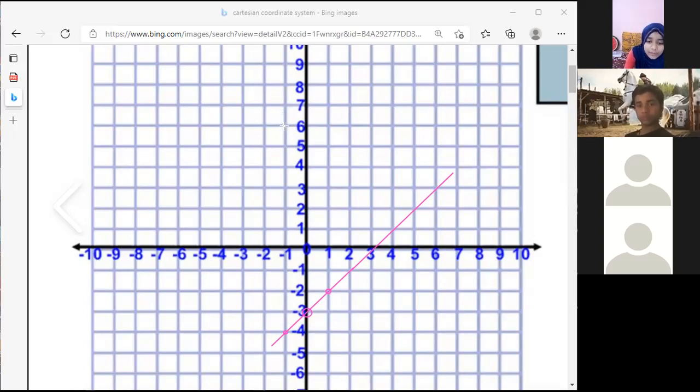So can I say it will come here somewhere? Okay, can you give me the next point? 0, 5. Can I say this is the point? 0 of x and 5 of y. Can you give me the next point? 1, 4. That means we've got it here.